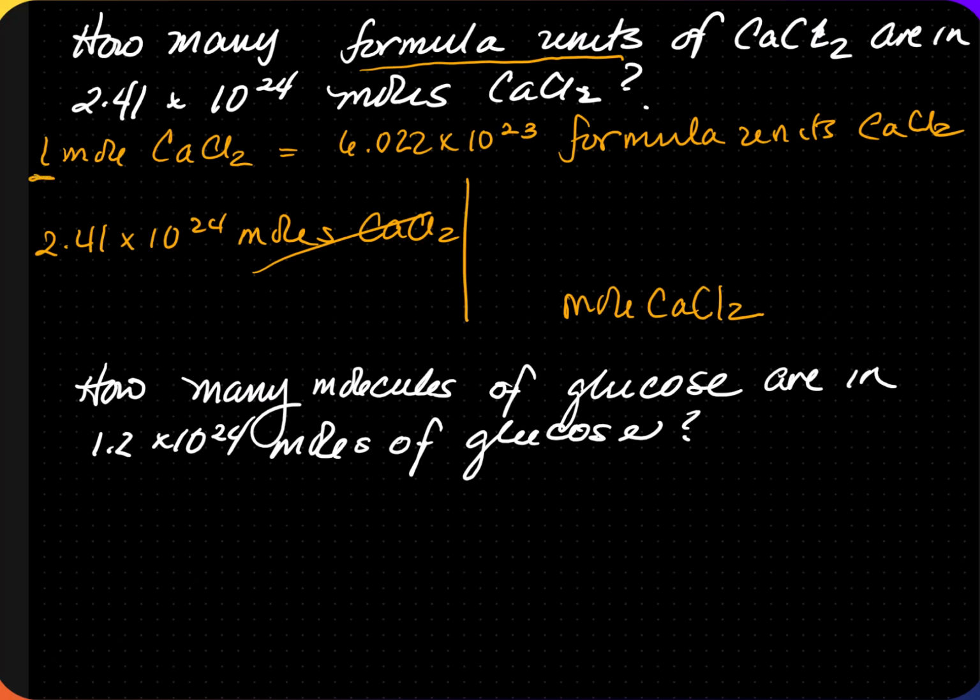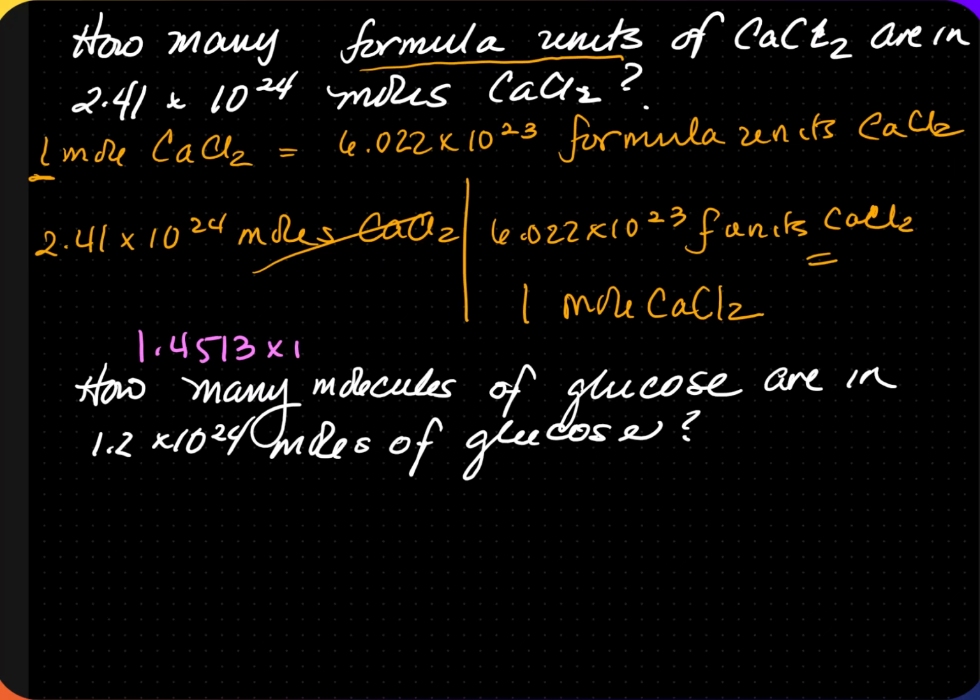The number in front of moles is 1. So that is equal to Avogadro's number. That goes on top. Formula units of calcium chloride. So I'm going to multiply 2.41 times 10 to the 24th times 6.022 times 10 to the 23rd. If I do that, I'm going to get 1.4513 times 10 to the 48th.